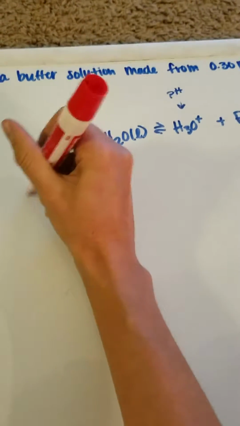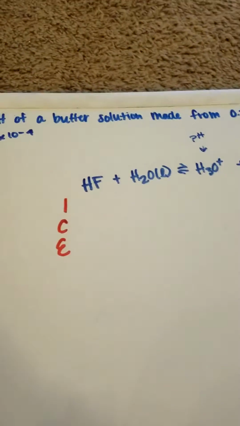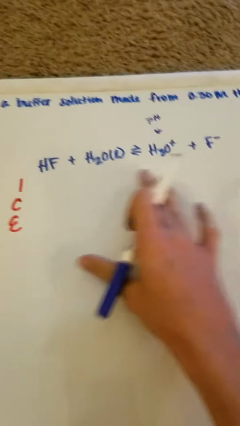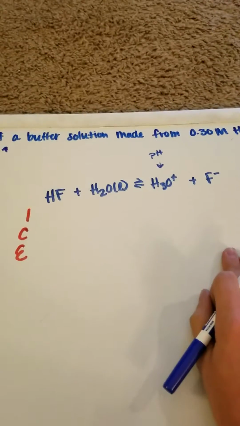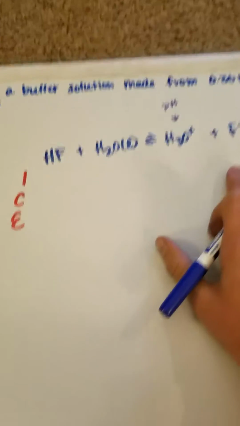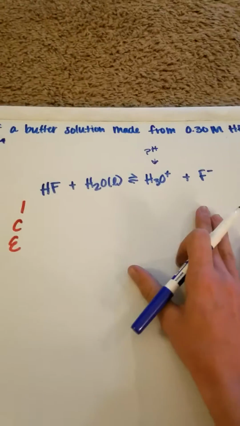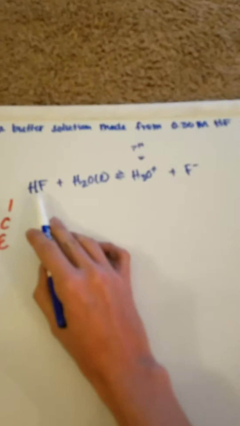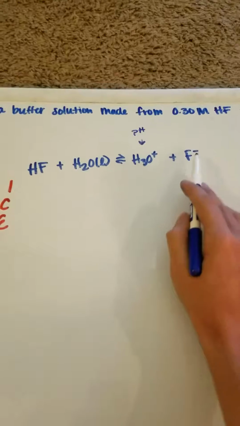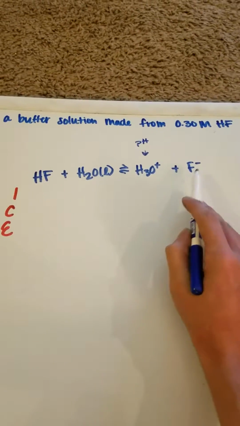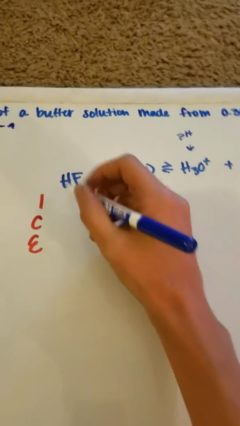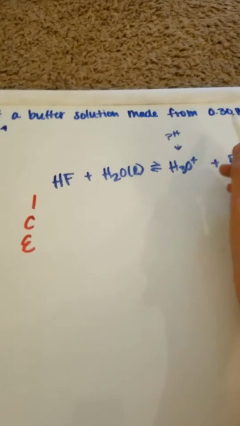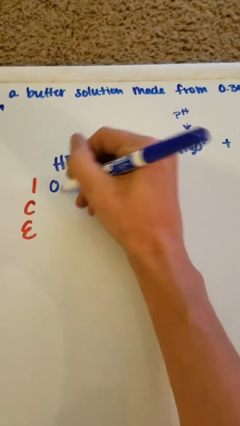Now, when you're making an ice table for a buffer solution, some students get confused when you get down to the equilibrium part, because more or less everything is the same, except that now you know a concentration for a reactant and you know a concentration for a product. But that doesn't matter, and I'll show you why. So we're starting with a concentration of 0.3 molar here.